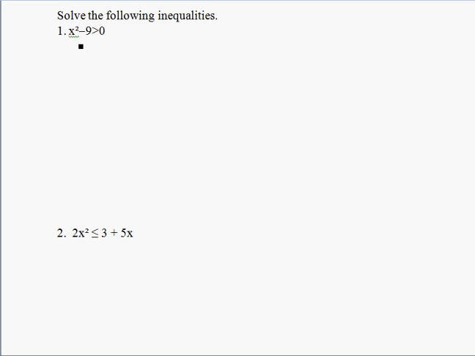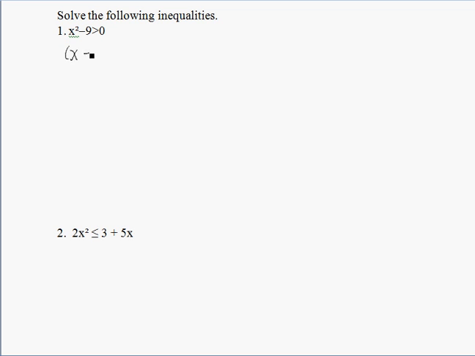Okay, you're looking at some graphing of some polynomial inequalities. Essentially it comes down to factoring, setting the factors equal to 0, then considering the multiplicity of the roots, and whether or not the function is positive or negative. So in this first one, we have a difference of two squares. So that's pretty easy to factor.